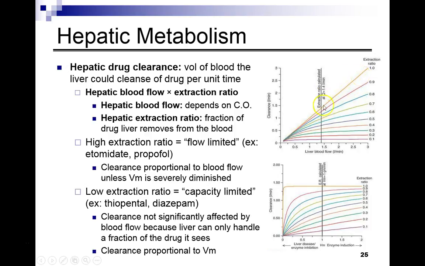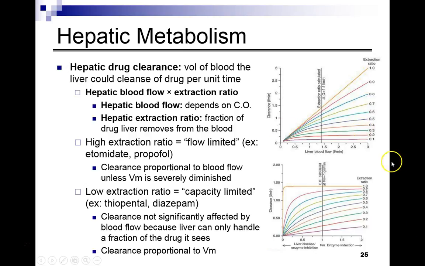No surprise there. But as we have drugs that are less and less well extracted from the liver, that is, drugs with a lower extraction ratio, now here's a drug like thiopental or diazepam, where hepatic extraction isn't really very efficient. It has a low extraction ratio. And so as I increase hepatic blood flow, the liver sort of hits a ceiling and it can't really do much more, even as I increase hepatic blood flow.